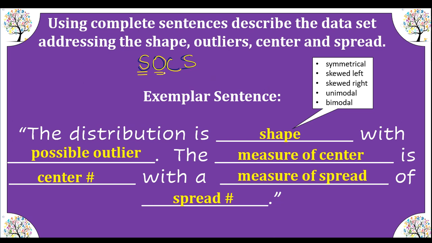The O stands for a possible outlier or not, so make sure you use the upper and lower fence formulas to see if there is an outlier. If there is an outlier, include what that outlier is. The C stands for which measure of center you would use, and then also the center number itself. And then the S, the second S, stands for the measure of spread that's to be used, and then that spread number. So remember, you're going to use mean and MAD if there's no outlier, and you're going to use median and IQR if there is an outlier.